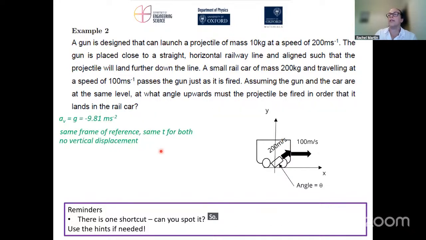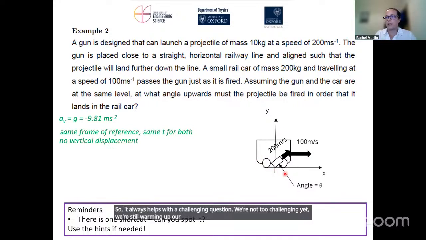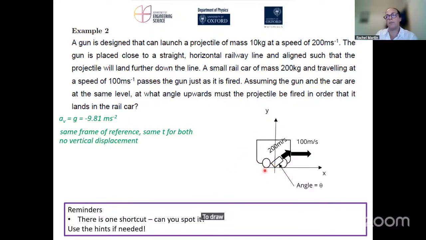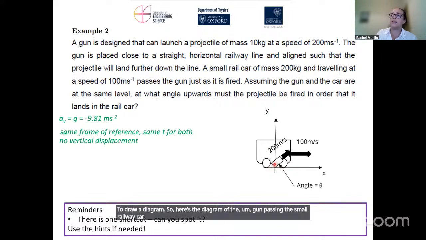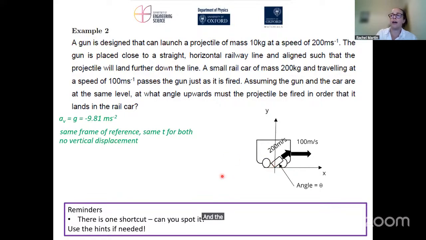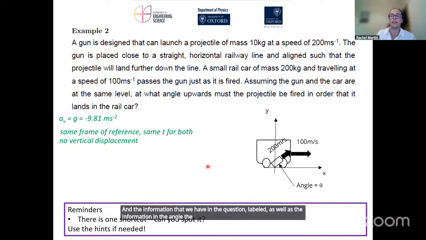So it always helps with a challenging question. We're not too challenging yet, we're still warming up our brains, to draw a diagram. So here's the diagram of the gun passing the small railway car and the information that we have in the question labeled, as well as the angle theta that we would like to find out. There is one shortcut. I wonder if some of you already found it.